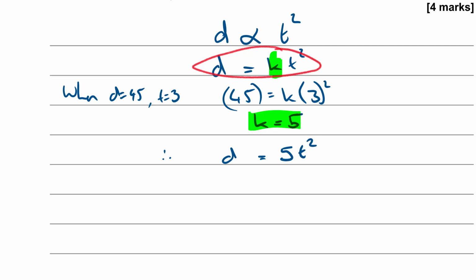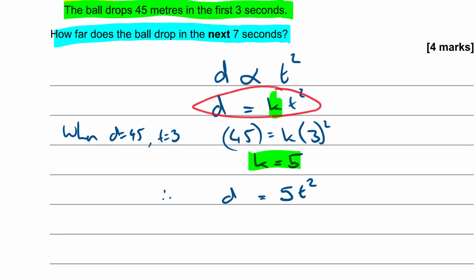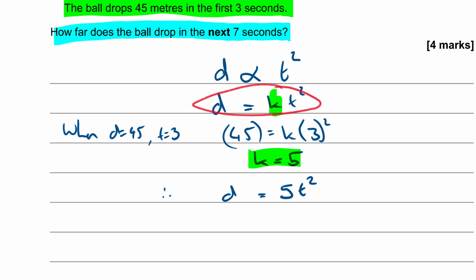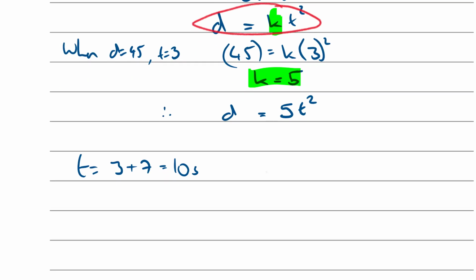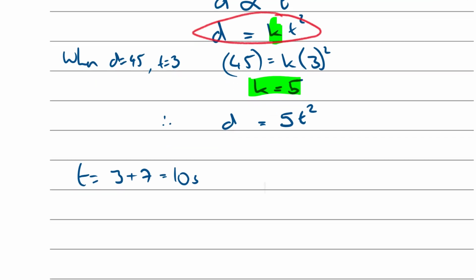Now what it's asking us to find here is how far does the ball drop in the next 7 seconds. Now notice next is in bold, so again, if you're not careful, you'd have just read 7 and shoved that into the equation, but that is not the case, is it? You've got the first 3 seconds and then the next 7 seconds, giving you a value of t equal to 3 plus 7. It's 10 seconds. So you're evaluating this at the point t equal to 10, not 7.